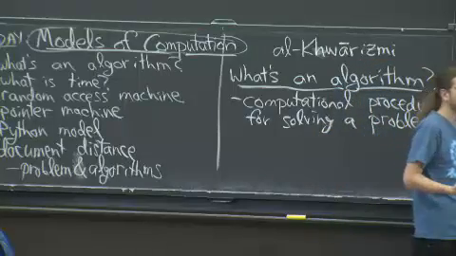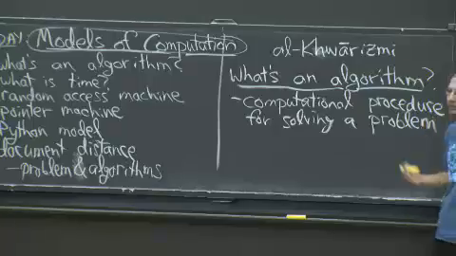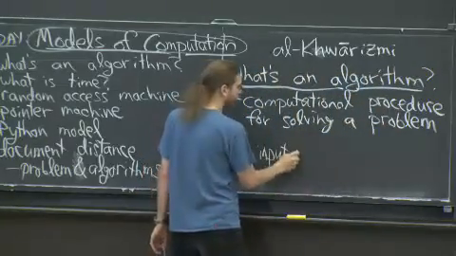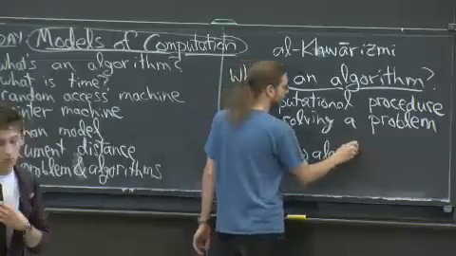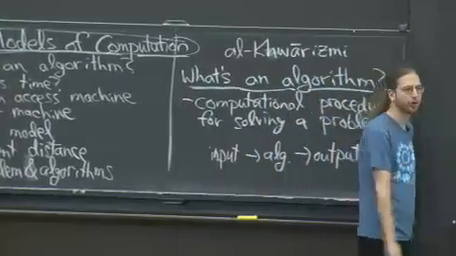Whereas computer code could just be running in the background all the time, doing whatever, an algorithm we think of as having some input and generating some output, usually to solve some problem. You want to know, is this number prime, whatever.